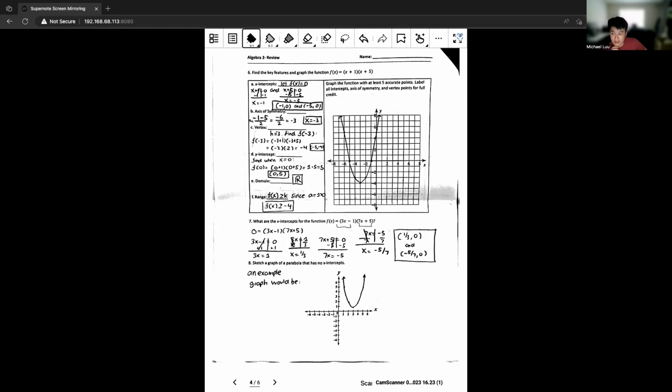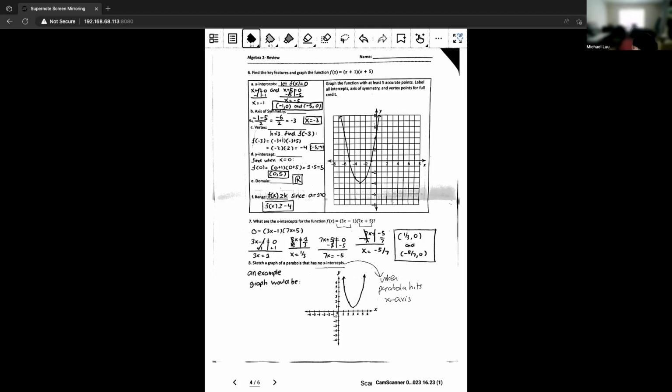Number 8. I feel like this is a good, important one: sketch a graph of a parabola that has no x-intercepts. So you have to remember what the concept of an x-intercept is. Basically, it's just when the parabola hits the x-axis. As you can see from my example, it doesn't touch the x-axis at all. I can draw something like this, or something like this. Whatever I draw, those are not touching the x-axis, which is good.